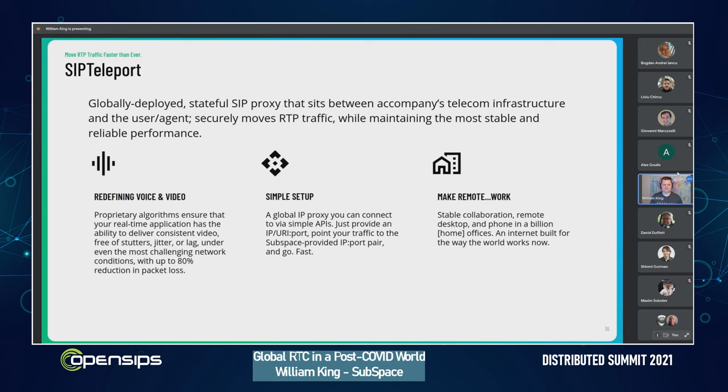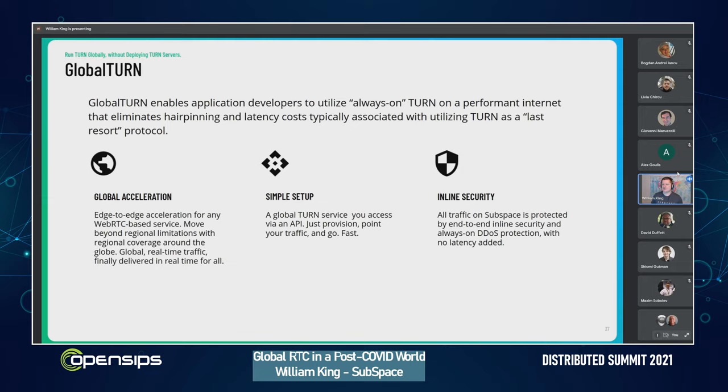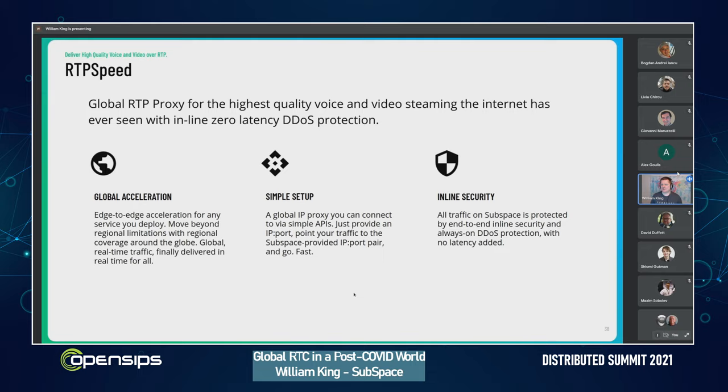Global TURN: simply provision a short-lived credential and give it to a TURN client, either SIP or WebRTC. Let that client negotiate a TURN system, and now you've got effectively point-to-point TURN on a global basis, either from end users or to servers. Again, inheriting all of the same simple setup, just config, and inline security. And RTP speed, same thing, just making it simple. We're trying to make it super simple for somebody to use a network like ours.